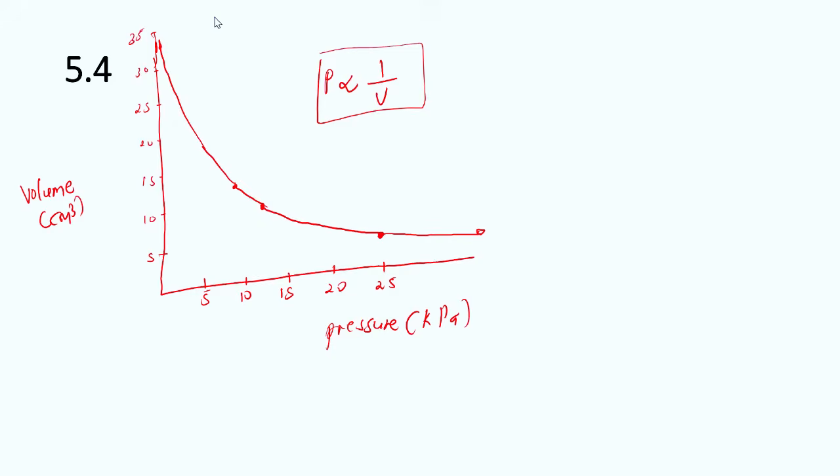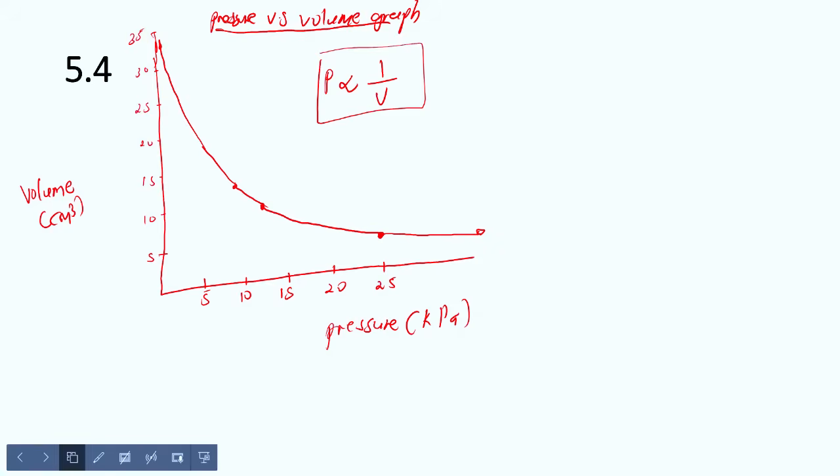And then here our heading will go as pressure versus volume graph. So you have the heading, you have the correct labeling of the axes, and then the shape of the graph is correct. So that should get you all the marks.